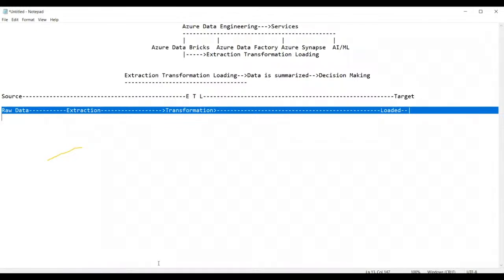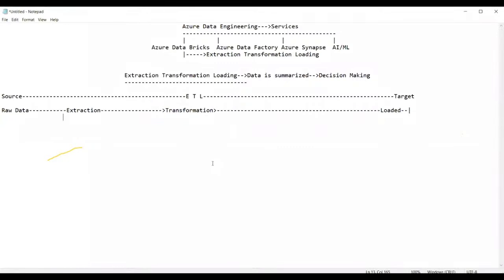There is nothing where you need to worry about how things will move on. You need not worry about this. Simply, extraction, transformation, and loading is the process. Extraction, transformation, and loading is the process of picking up the required data and transforming the data as per the requirement, and ultimately the transformed data you will load into the target.